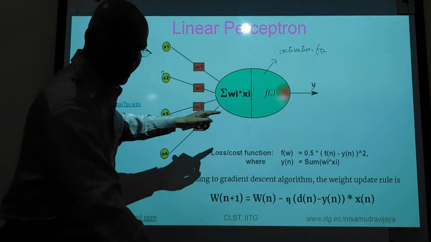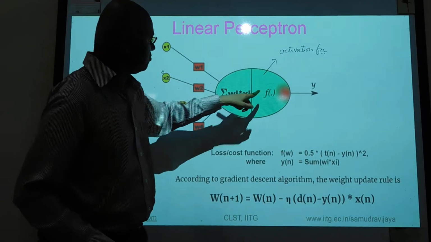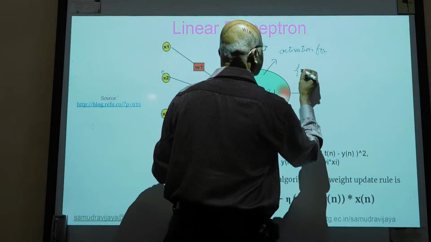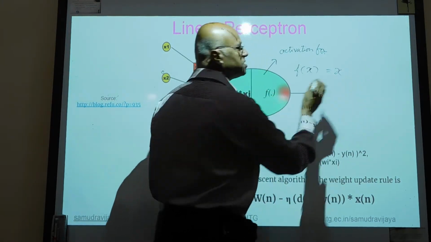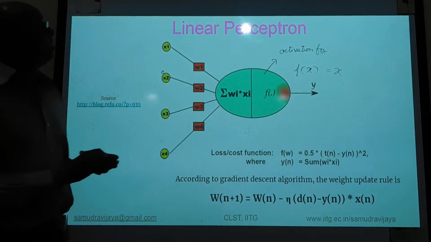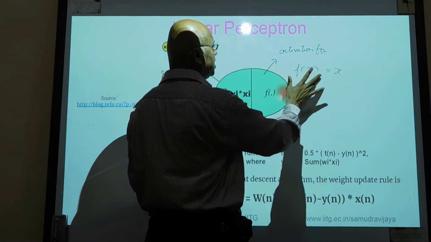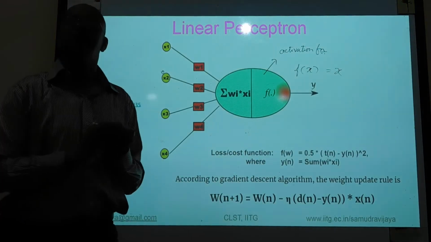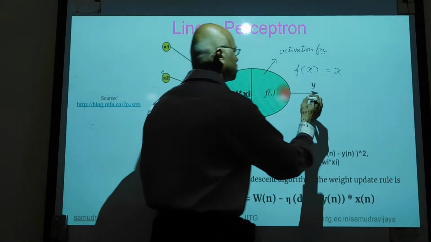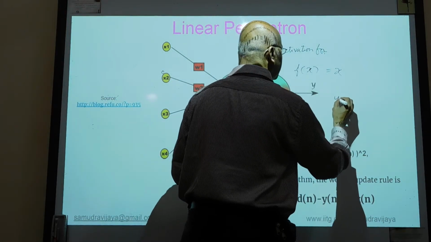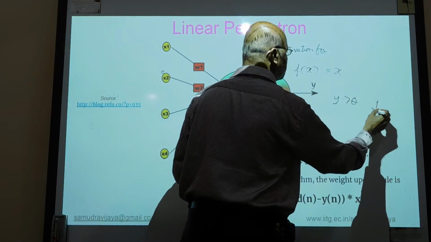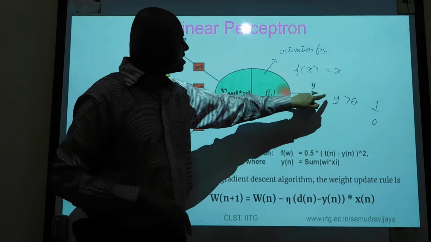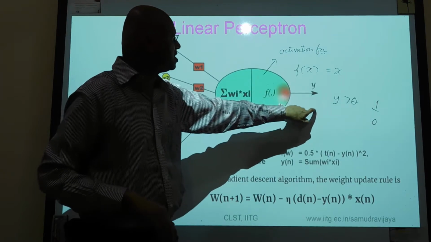I did talk about the activation function. In this case, the activation function would be just linear, which means f of x would be just x, which is the case of regression. On the other hand, you can make a decision: if y is greater than a threshold theta, then f of x is 1, otherwise 0. So this is a thresholding function. This is a linear function, this is a thresholding function.